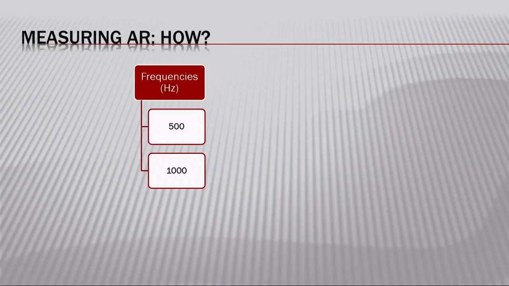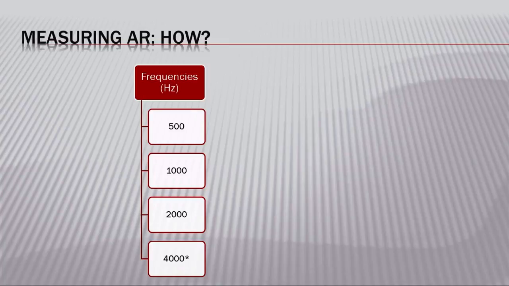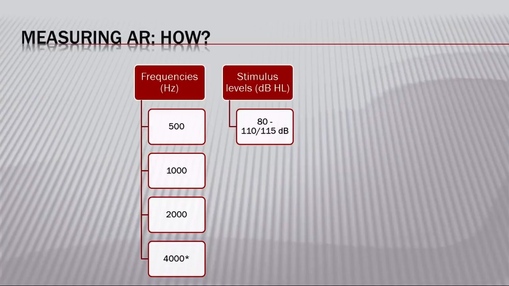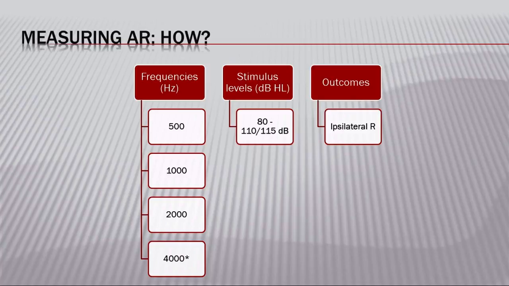Typically, we measure acoustic reflexes at 500, 1,000, and 2,000 hertz. There is the option on most tympanometers to measure at 4,000 hertz, but the variability is much higher at that frequency, and so it's not used all that often. You have the option of stimulus levels ranging from 80 all the way up to 110 or 115 dB to try and evoke the reflex. And then you have different outcomes, and we'll talk about what these mean in a moment.